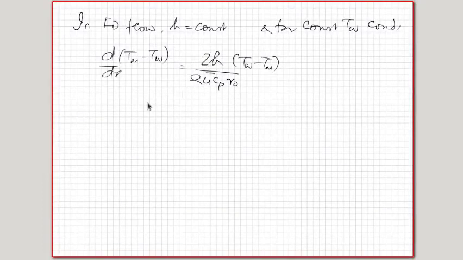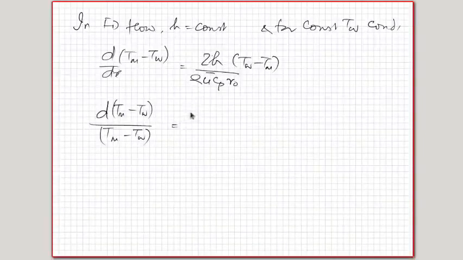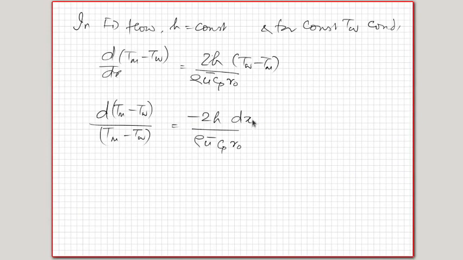So if I try to integrate this expression, this is a T mean minus T wall, this is a T wall minus T mean. So if I bring it to the left hand side, I'll get a d of T mean minus T wall divided by T mean minus T wall is equal to, the minus sign will go here, so minus 2H divided by rho u bar Cp R naught. So this is the expression multiplied by dx.